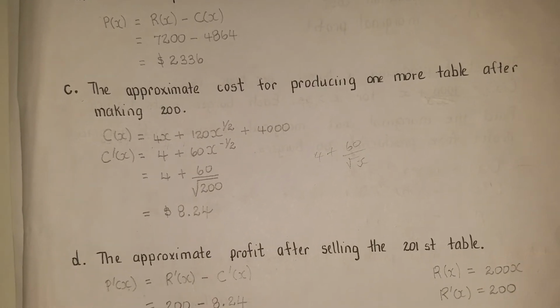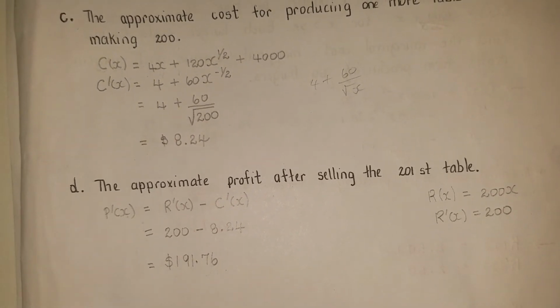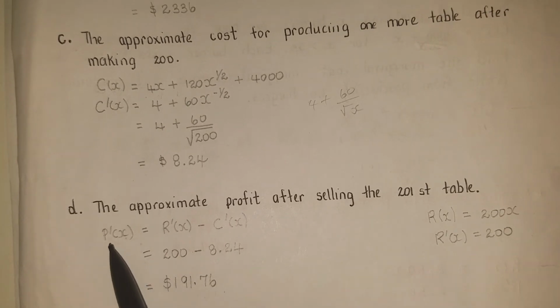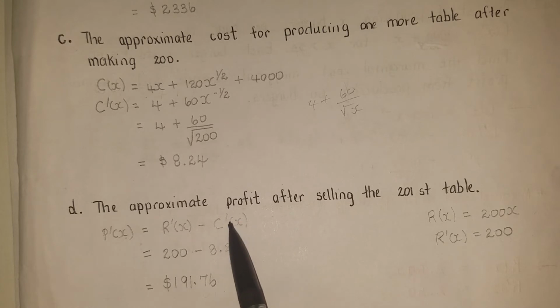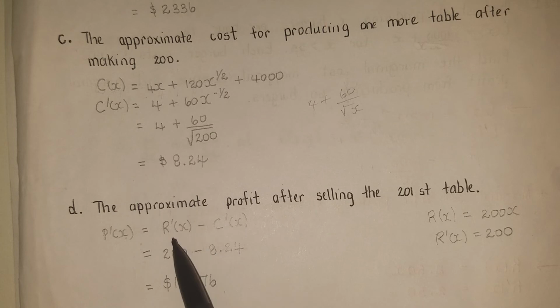Part D is asking for the approximate profit after selling the 201st table. So the formula for the marginal profit is going to be R prime x minus C prime x. We found C prime x to be $8.24, so we need what? We need our R prime x.